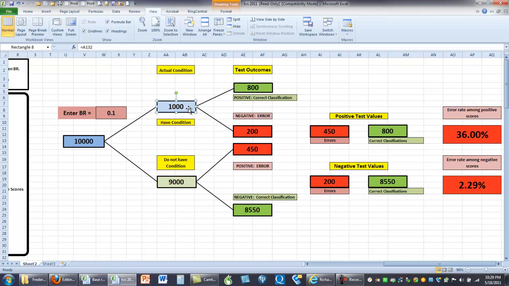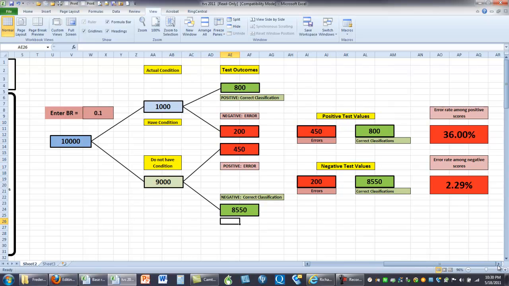Out of the 1,000 people who do have the condition, 800 get a positive score, 200 get a negative score. Those are errors. Out of the 9,000 people who do not have the condition, remember the base rate's 10%. 9,000 people do not have the condition. Notice that 450 of them are classified as positive. The false positive rate is 5%. 8,550 of them are classified correctly. Obviously, green means correct, red means incorrect.